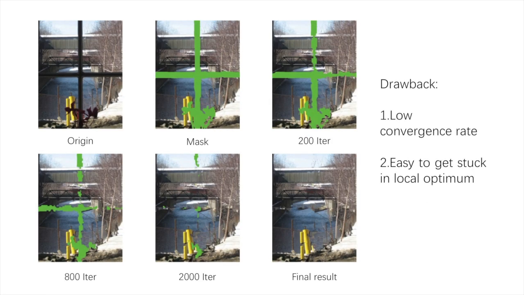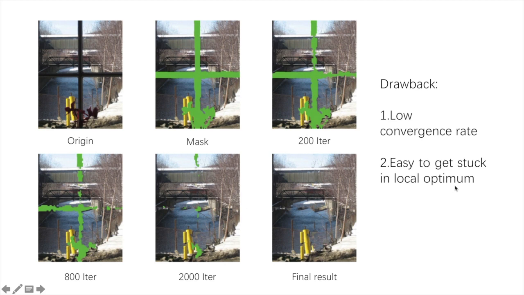Let's see an example of the region filling algorithm. This is the original input image, and this is the mask. We can see that the regions with the highest gradient are inpainted first, such as this part and this part, and the regions with smaller gradient are inpainted later, such as the river. The region filling algorithm has 2 main disadvantages. First, the convergence rate of this algorithm is low, and next, it's easy to get stuck in a local optimum.